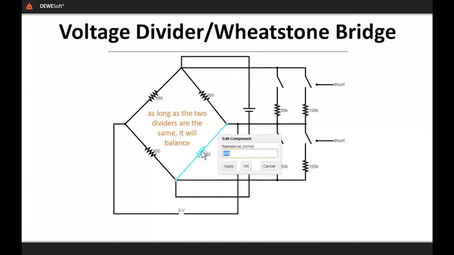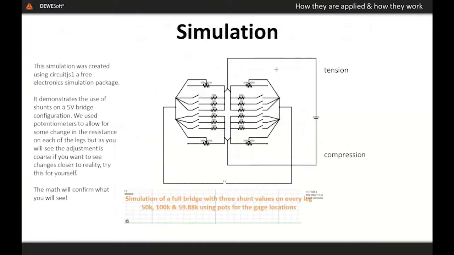This simulation, by the way, was produced using a free circuit simulator called Circuit.js Free, which is, as the name states, free. It's worth the download even if you only use it to prove your understanding of bridge principles. And it's free, so it's worth every cent.